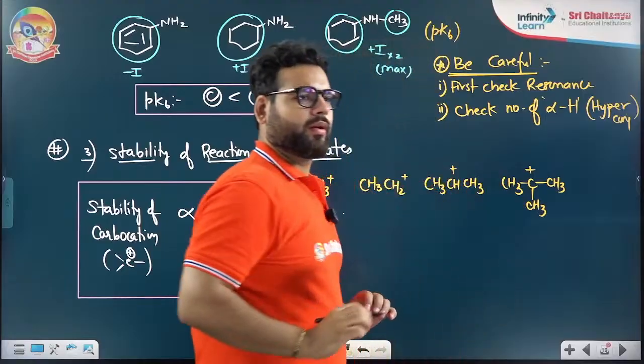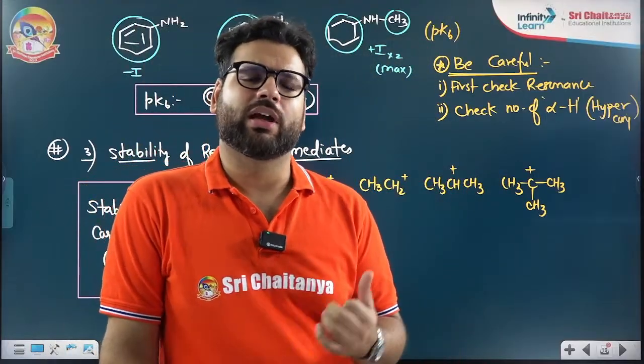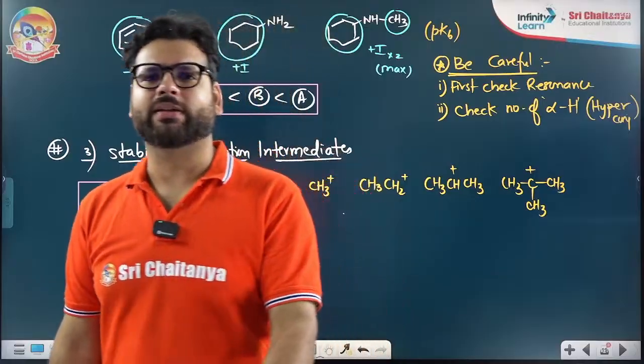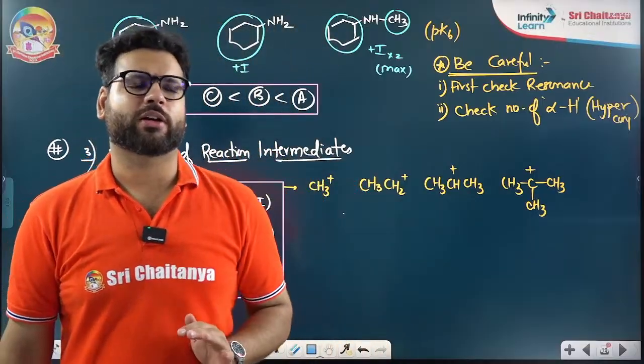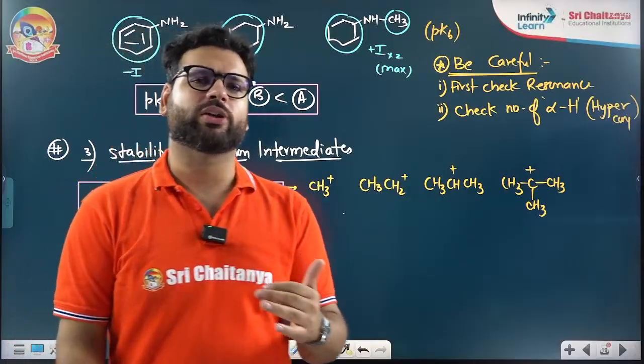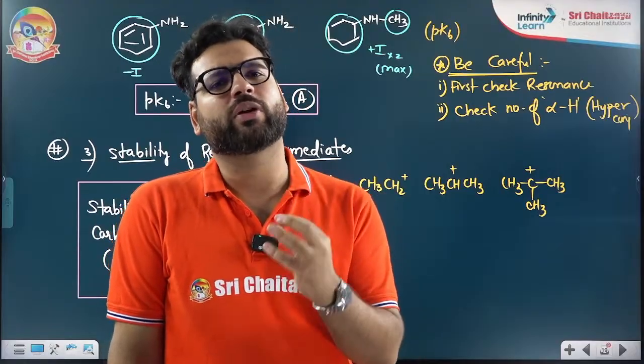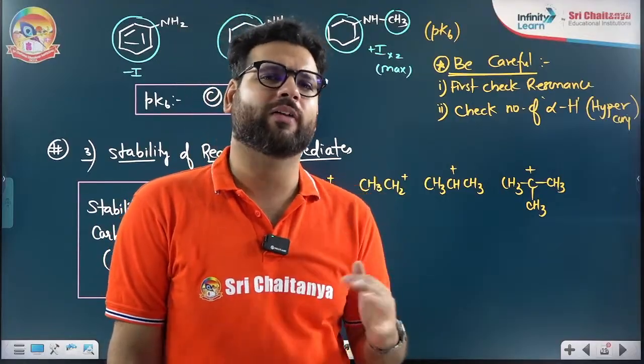Okay. So first thing what you will do, you will check for the resonance. If resonance is there, that is the best. After you have checked for resonance, then you check for the second thing, which is going to be hyperconjugation. What is hyperconjugation? We will do later, but the number of hyperconjugations will be equal to the number of alpha hydrogens.